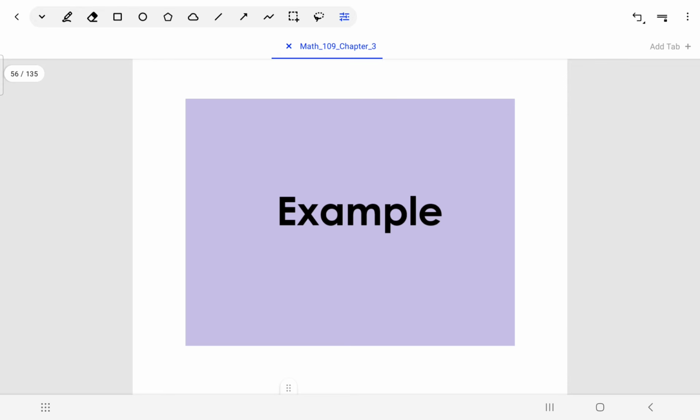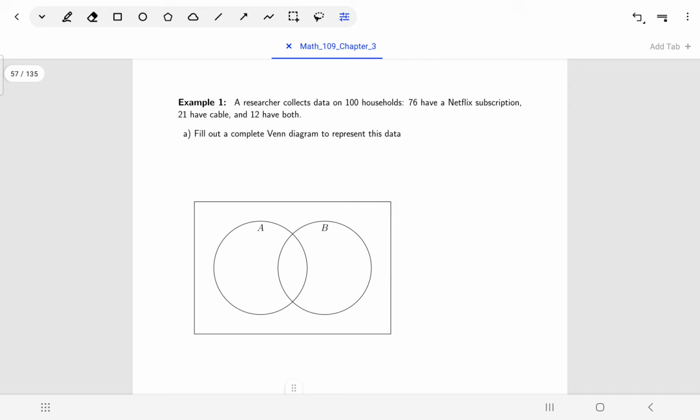So let's do an example because this is easiest to see in practice. For example one, we're taking a look at this story where we've got 100 households that have been surveyed, and we've asked the households whether they've got a Netflix subscription, whether they've got cable, whether they've got both, and we've got a bunch of information.